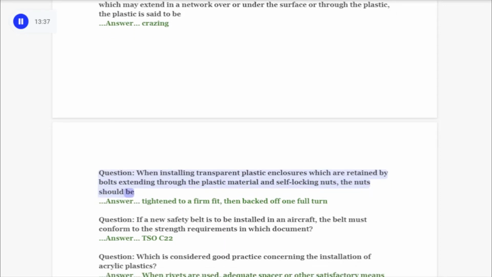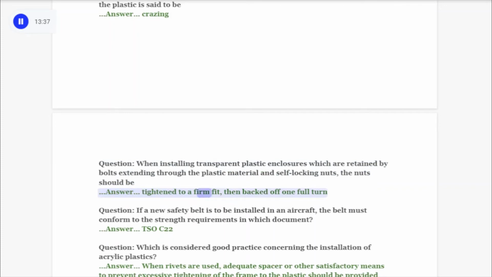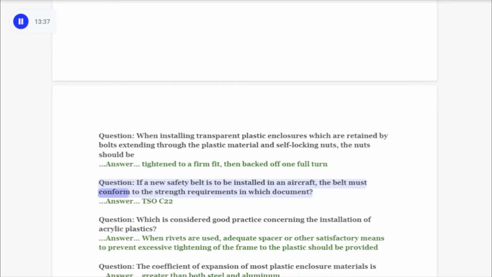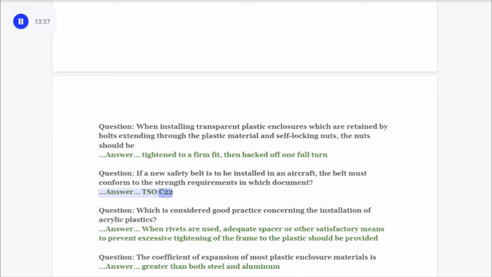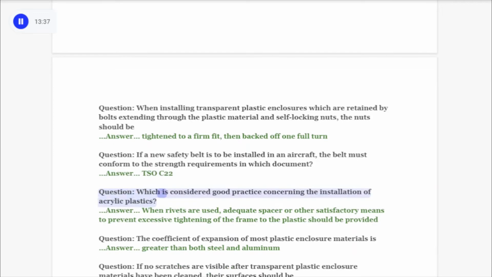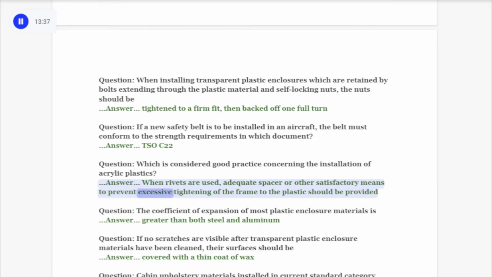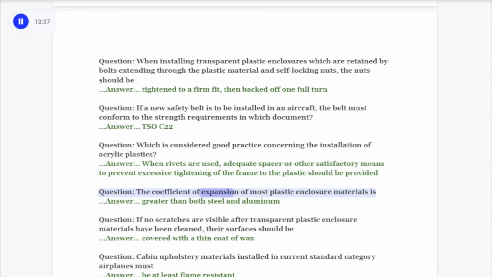nuts, the nuts should be. Answer: tightened to a firm fit, then backed off one full turn. Question: if a new safety belt is to be installed in an aircraft, the belt must conform to the strength requirements in which document? Answer: TSO C-22. Question: which is considered good practice concerning the installation of acrylic plastics? Answer: when rivets are used, adequate spacer or other satisfactory means to prevent excessive tightening of the frame to the plastic should be provided. Question: the coefficient of expansion of most plastic enclosure materials is.